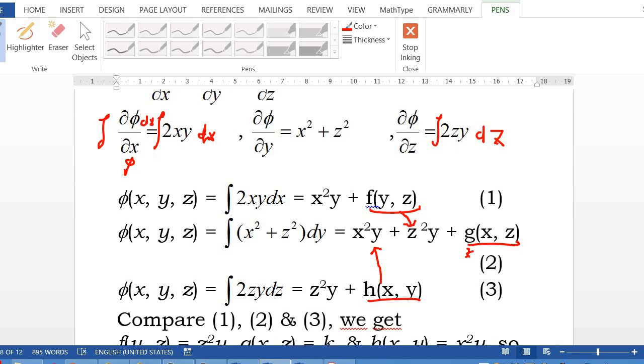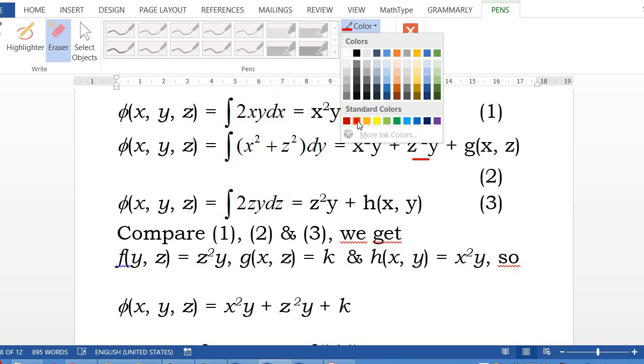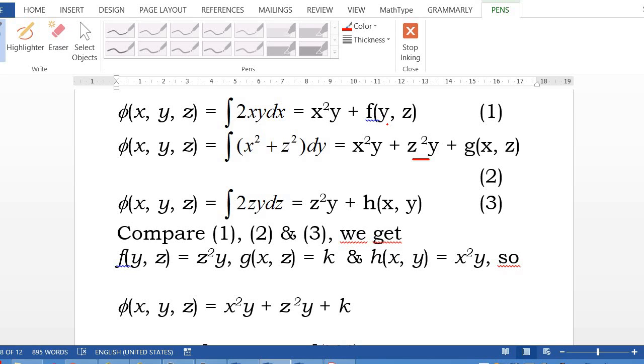And then to get your phi, the easiest way is to always take the new term from equations 1, 2, 3. So you have x squared y. This one is taken, don't take it anymore. Take z squared y. And the x squared y you already have, don't take it again, so plus k. This is the easiest way, but if you want to understand, it's actually x squared y plus f of y and z. f of y and z is a function of y and z, which refers to here. That's why you have this term, x squared y plus z squared y.